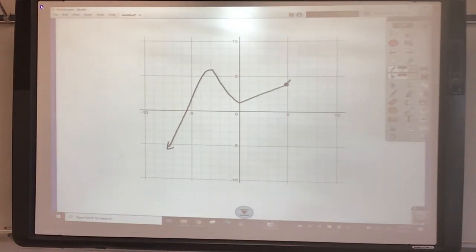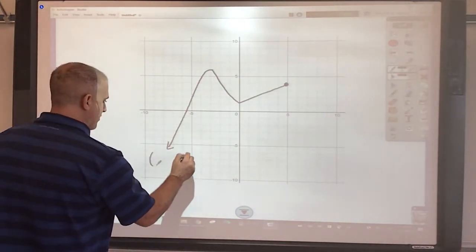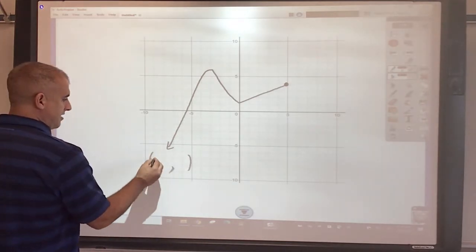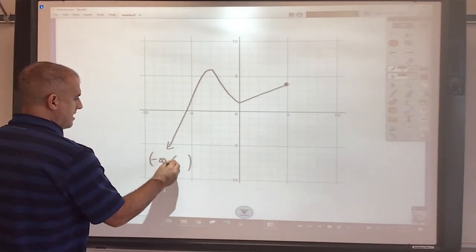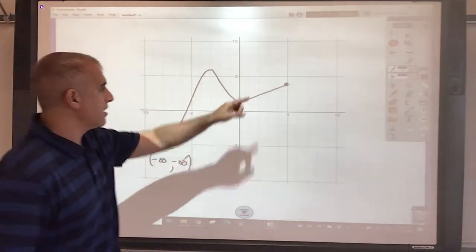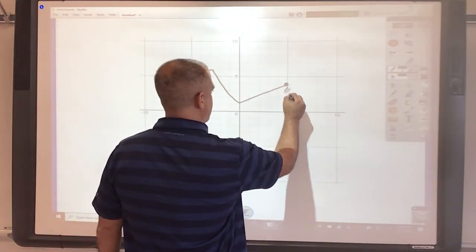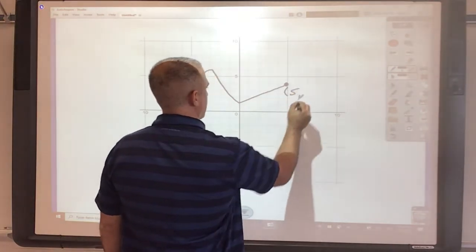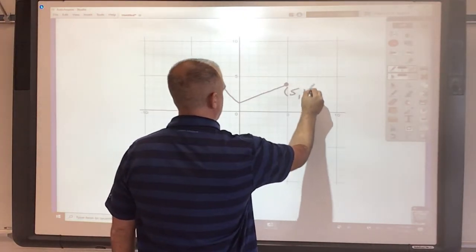Okay, so what I want to do is label the arrows. We talked about that in a previous lesson. That's a left arrow, and it's going down. Got no other arrows. When my graph ends in an endpoint, that would be 5, 4.